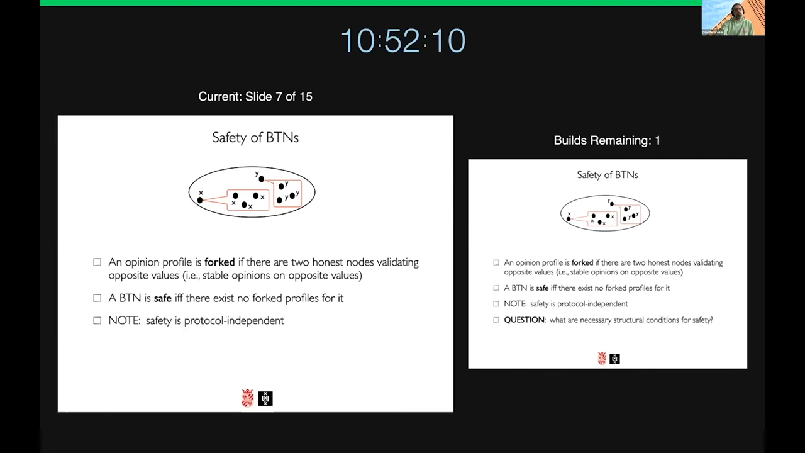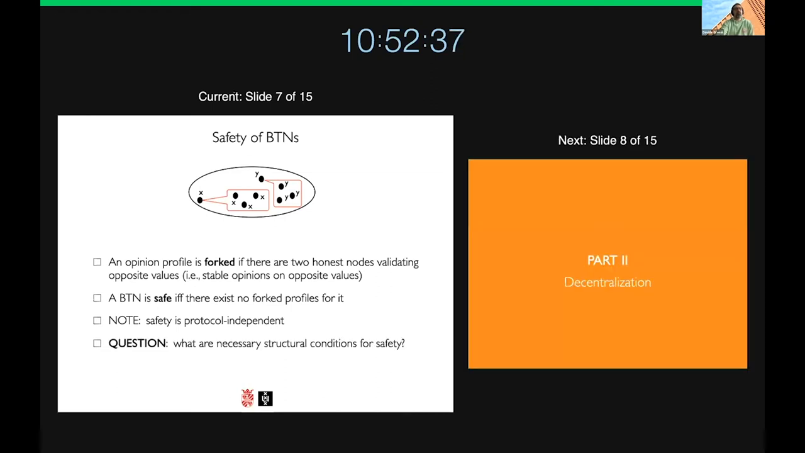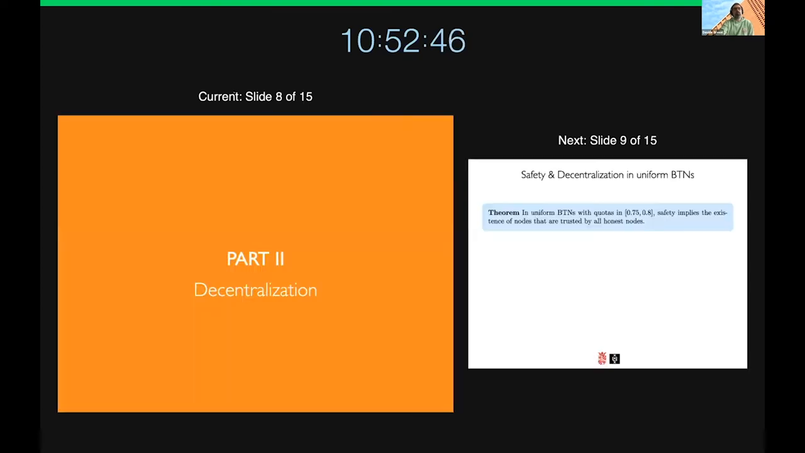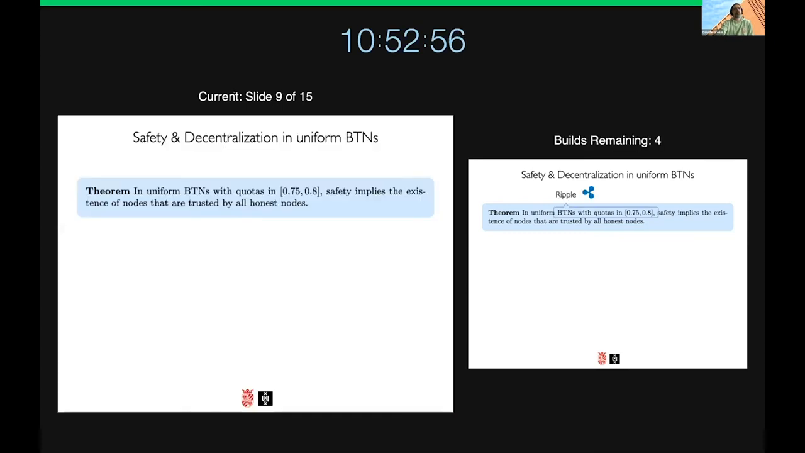Of course, interestingly, this notion is quite general and abstract. It's protocol independent. I haven't talked yet about how precisely the consensus protocol would be run on this network. So this notion of safety is proper to the infrastructure of the trust network. Then a natural question arises about the necessary structural conditions that can ensure safety. That's what I'm moving to now. And this is directly related to the level of decentralization that can be admitted in such a system.